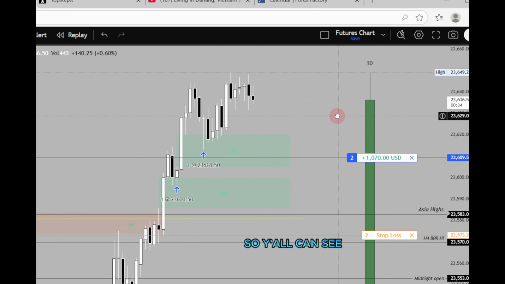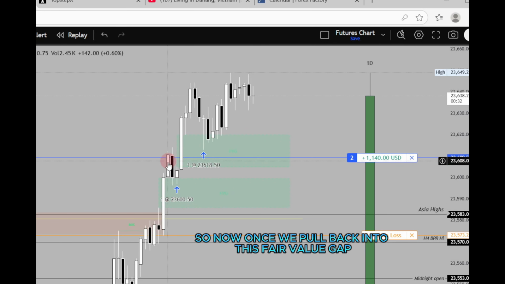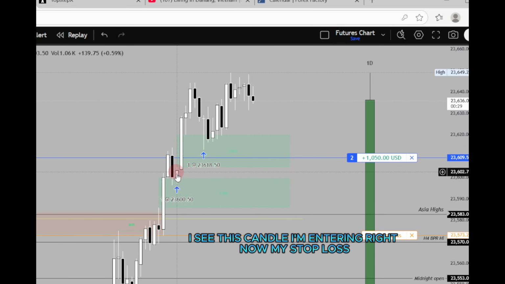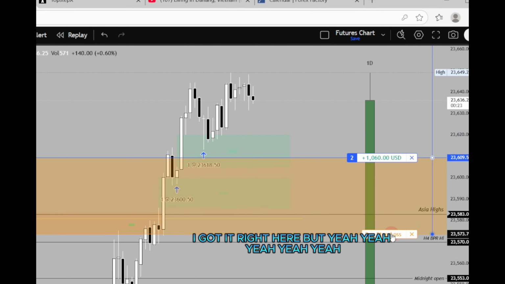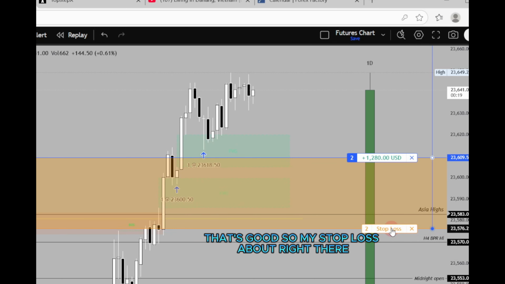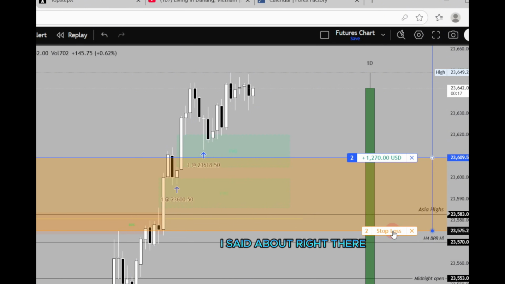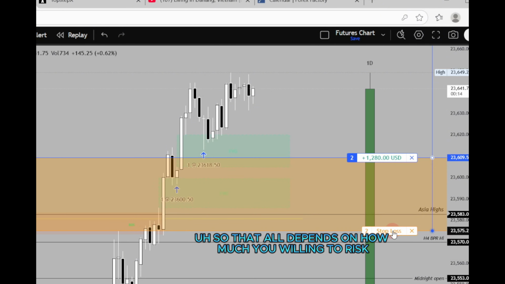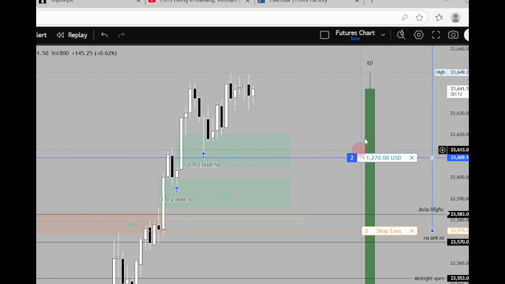So yeah, I can see. So now, once we pull back into this fair value gap, I see this candle, I'm entering, right? Now my stop loss, I got it right here, but yeah. That's good. So my stop loss is about right there. I say about right there. So that all depends on how much you're willing to risk.